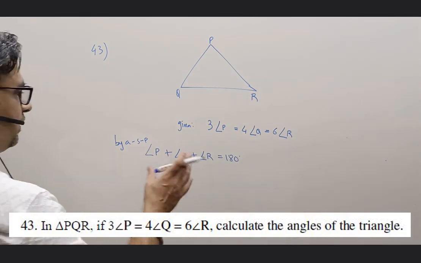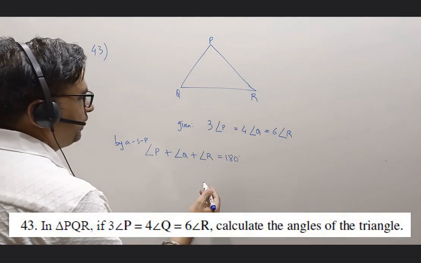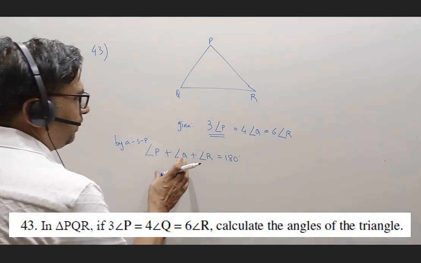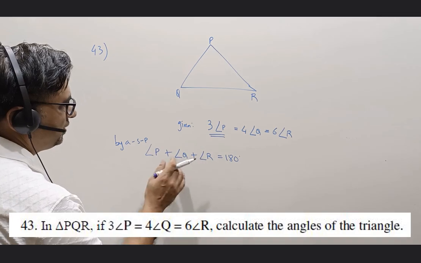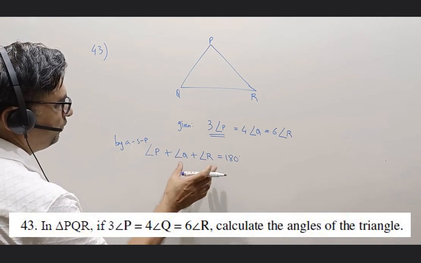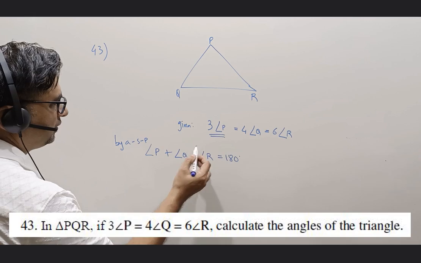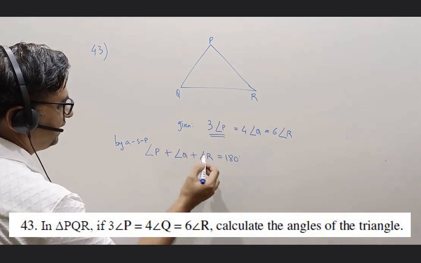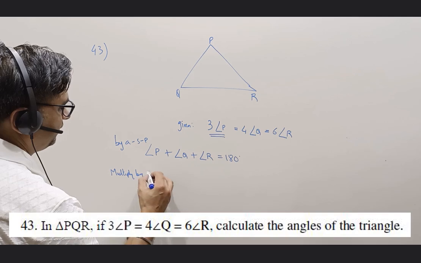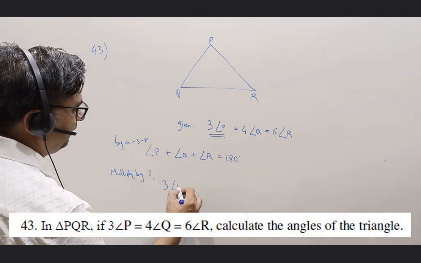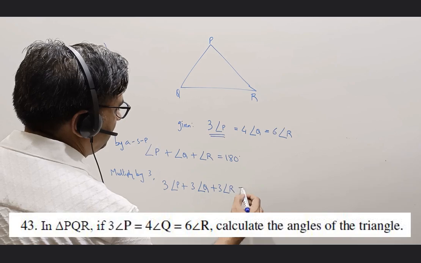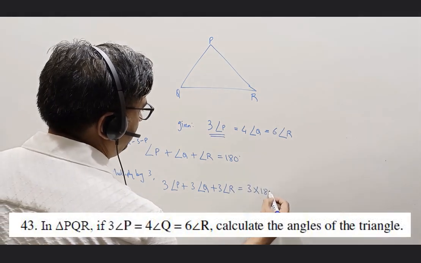Let us now write everything in terms of one variable. So let's see what we get. Thrice of angle P. Can we multiply this equation by 3 so that we get thrice angle P? Let us multiply this equation by 3. So we get thrice of angle P plus thrice of angle Q plus thrice of angle R is equal to 3 into 180 degrees.